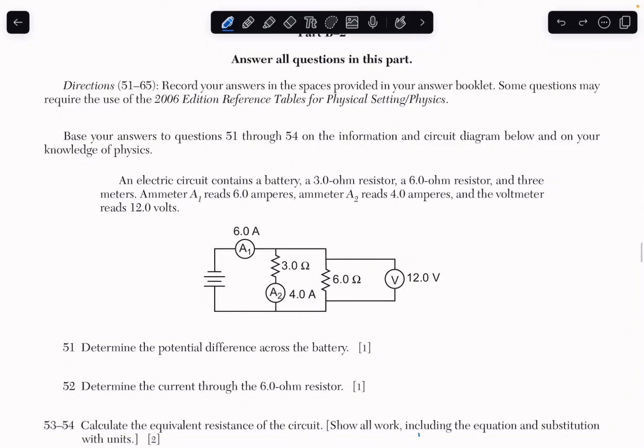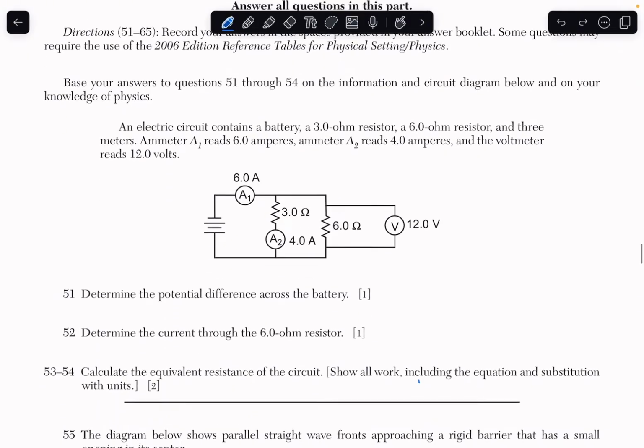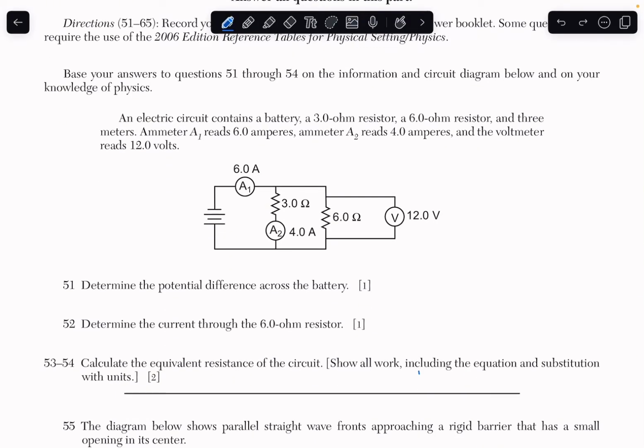Base your answers to questions 51 through 54 on the information and circuit diagram below. An electric circuit contains a battery, a 3 ohm resistor, a 6 ohm resistor, and 3 meters. Ammeter 1 reads 6 amperes, ammeter 2 reads 4 amperes, and the voltmeter reads 12 volts. Determine the potential difference across the battery.